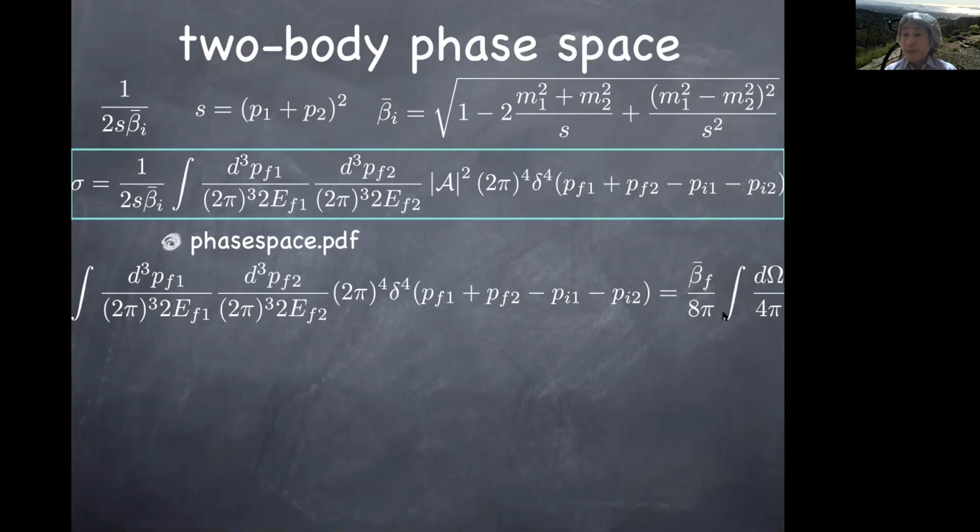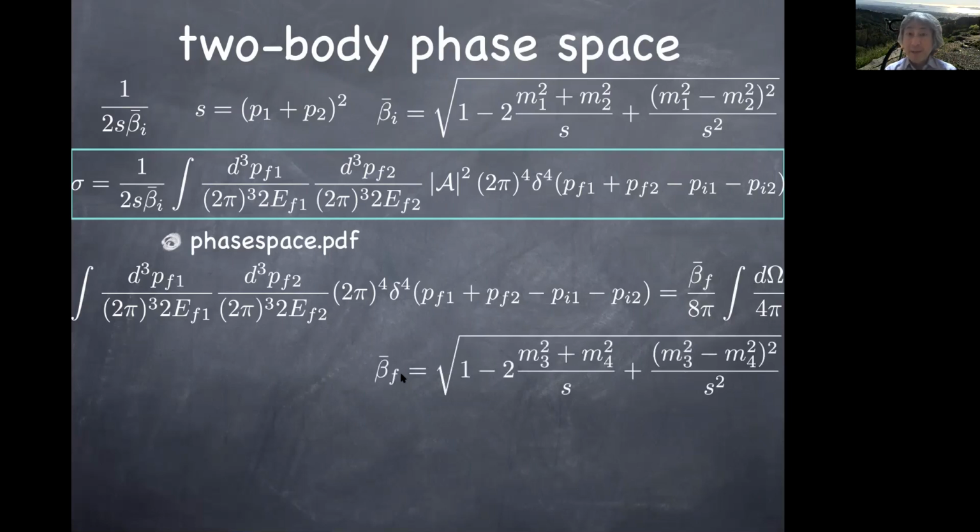And there's an overall normalization here, which is given by now beta bar f. This is the same expression as beta bar I, except that I have to put in the masses of the final state particles, which are labeled M3 and M4, but with the same analytic expression. And this beta bar f over 8 pi is the overall result of this phase space integral. And then you still need to take care of the solid angle dependence of the amplitude squared, normalized, of course, by 4 pi.